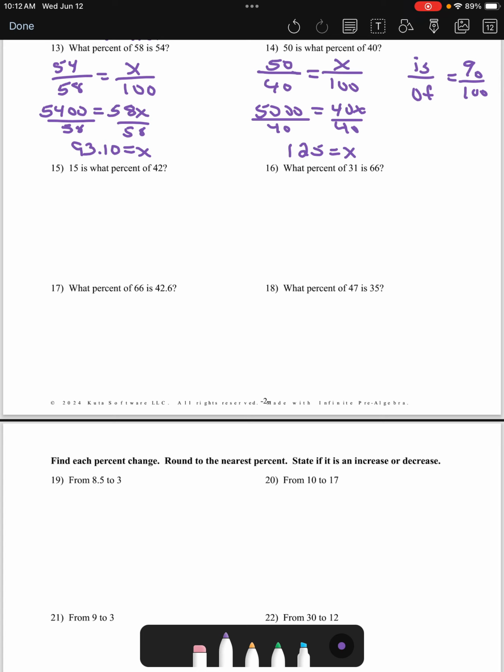And as always, I invite you to pause and try the last 4 for today, and then come back and see how you did. 15 is what percent of 42? Our cross products are going to be 4,200 and 15x. And when we divide both sides by 15, we get another nice whole number answer of 280.